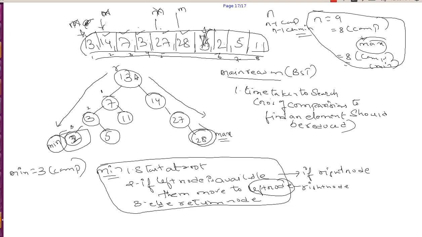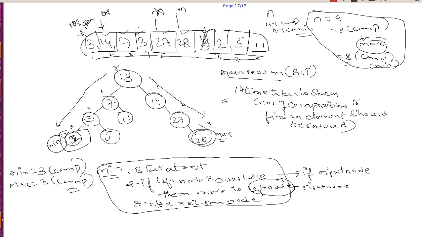So I have a right node, I move towards it, one comparison. For this node I have a right node, I move towards it, second comparison. For this node I have a right node, so I move towards it, third comparison. For this node I don't have a right node, so what do I do? I return the node. So here also it required 3 comparisons. So for finding the maximum element also I required 3 comparisons.